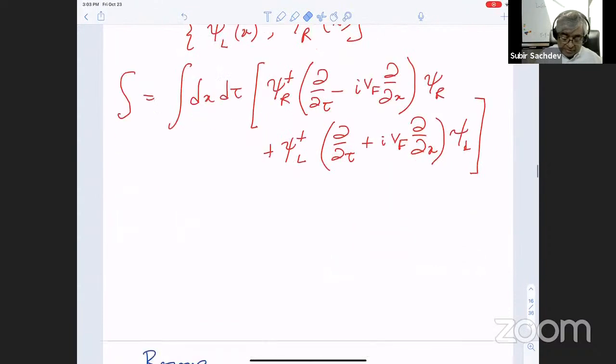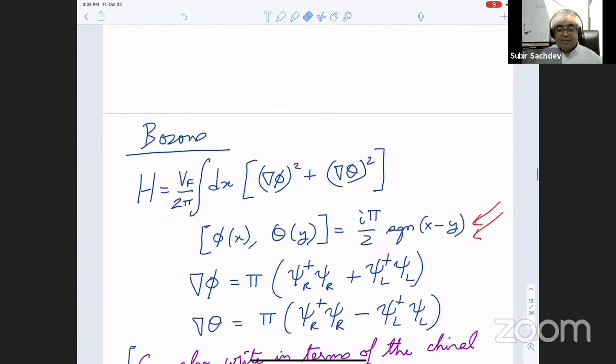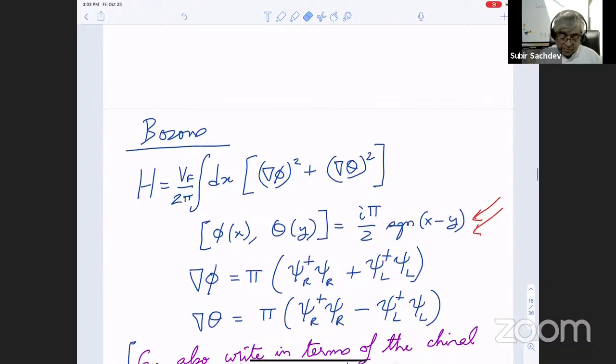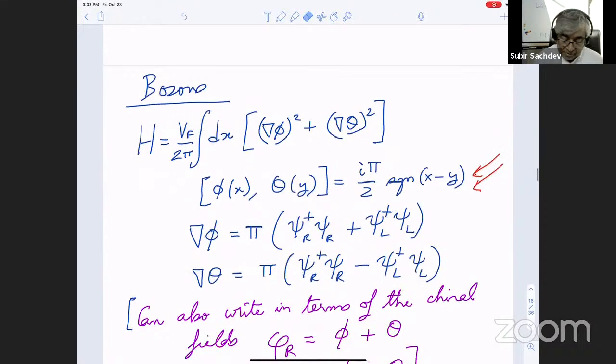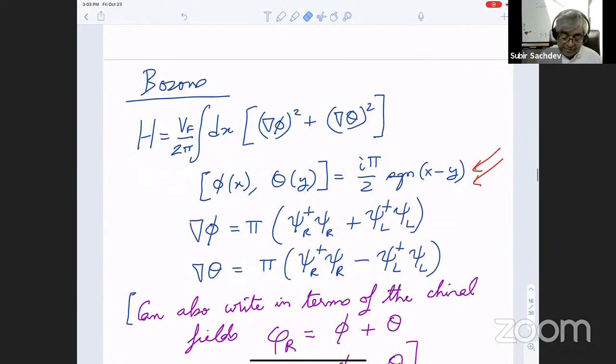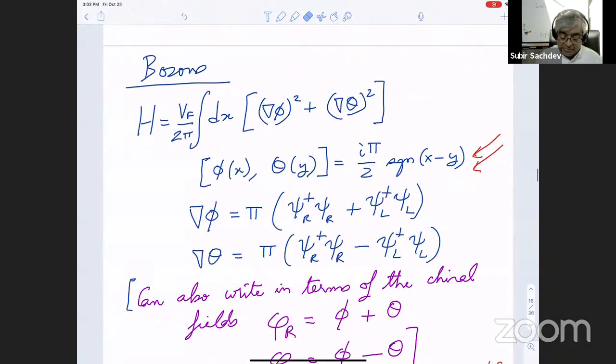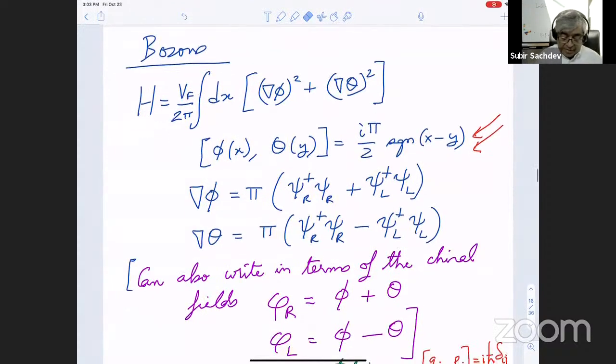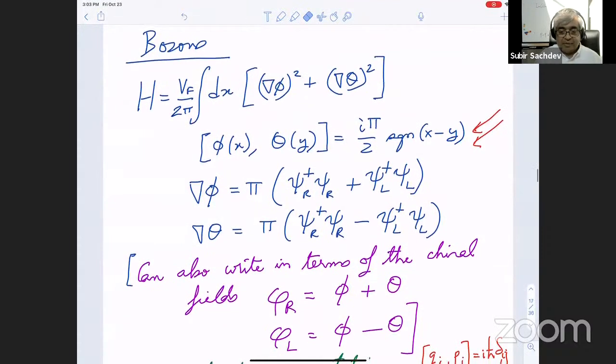And what we established, and really we proved it for the case of free fermions, is that this theory is equivalent to a boson theory, which has many different formulations. One formulation is in terms of the fields phi and theta, which obey this strange commutation relation. And the gradients of these phi's are, up to factors of pi, respectively the density and currents of the two fermions.